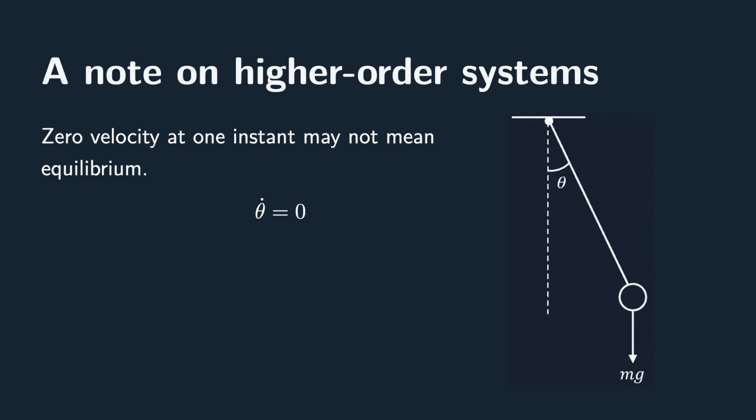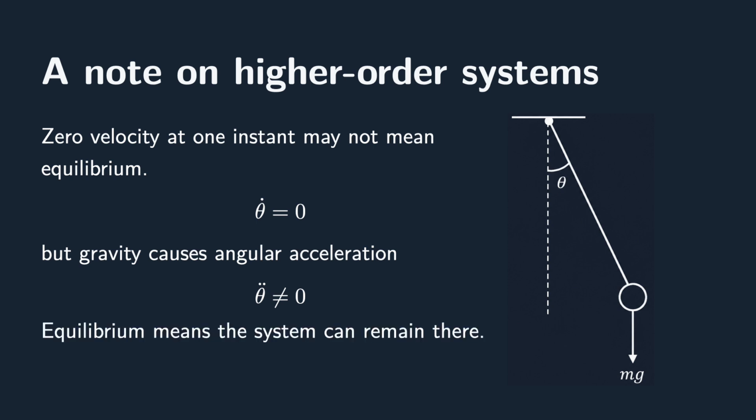But 0 velocity at one instant may not mean equilibrium. In this example, the pendulum is not at equilibrium. Gravity causes angular acceleration, so the pendulum starts to move. For the pendulum to remain at that angle, the angular acceleration would also have to be 0. So, the broader idea is the same. Equilibrium means the system can remain unchanged, but the exact condition depends on how the system is described.